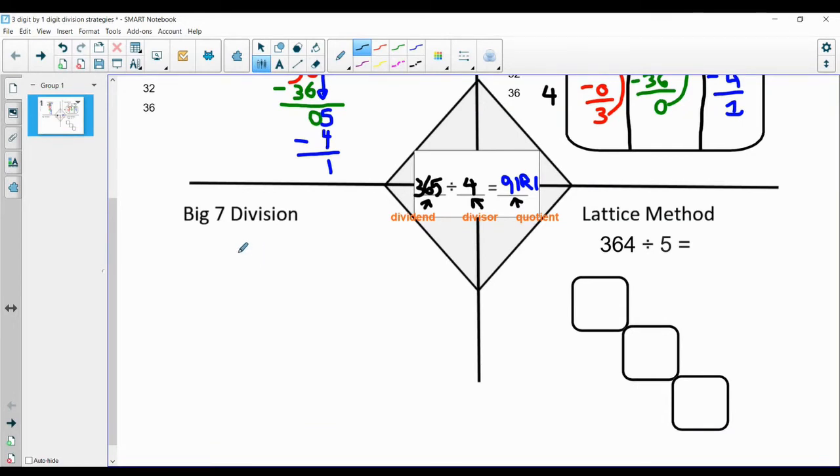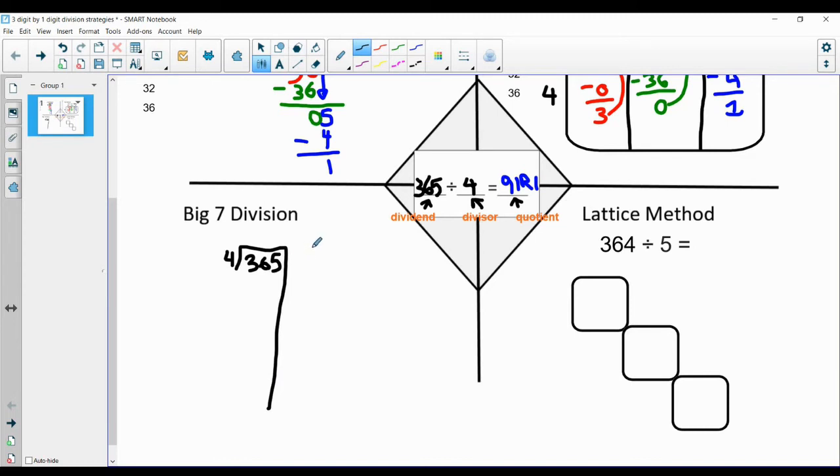So the next strategy is Big 7 division, and it's very different from the traditional algorithm and box method. I'm going to start by writing my division question, 365 divided by 4, and I'm going to create a Big 7. This is my Big 7 right here.